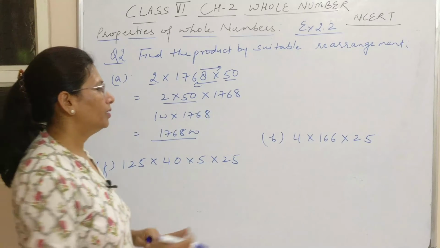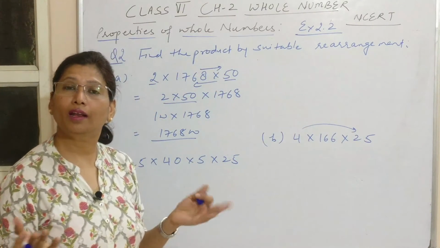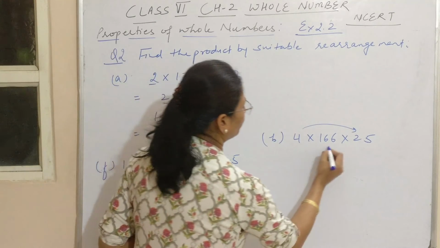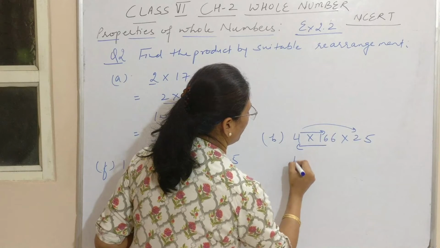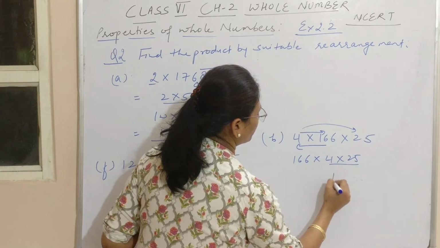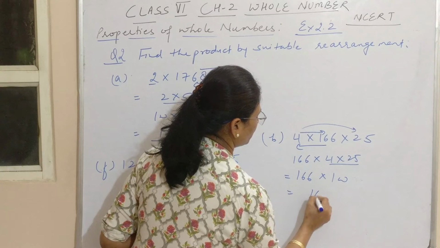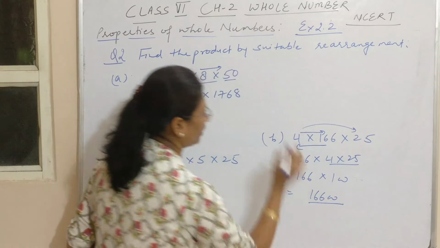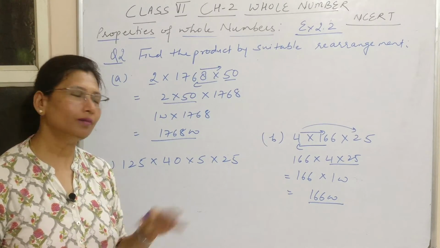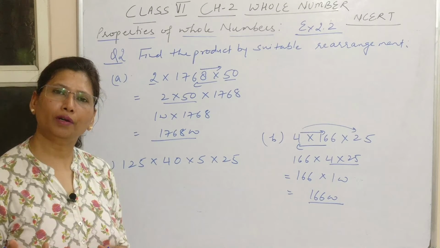Moving to the second part. Here also, 4 5s are 20, and in fact 25 4s are 100, which is simpler. Here we can interchange. So 166 into 4 into 25. 25 4s are 100, and if you multiply with this, you get the solution. There are 6 parts of question number 2. Deliberately I have taken the third part. These 2 parts and the other 3 parts you can also do.